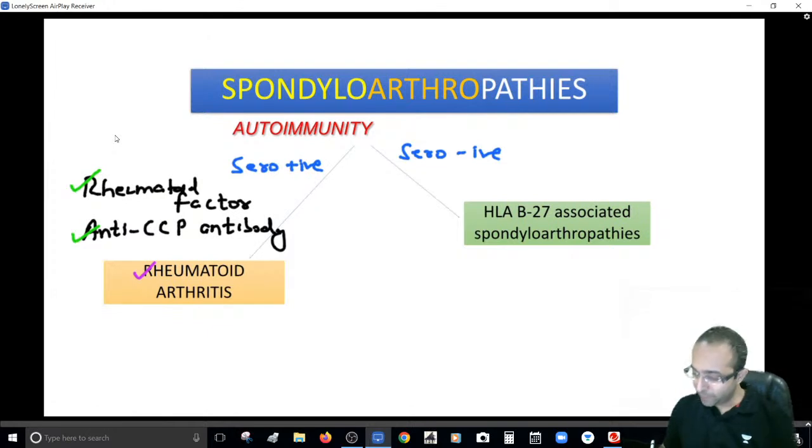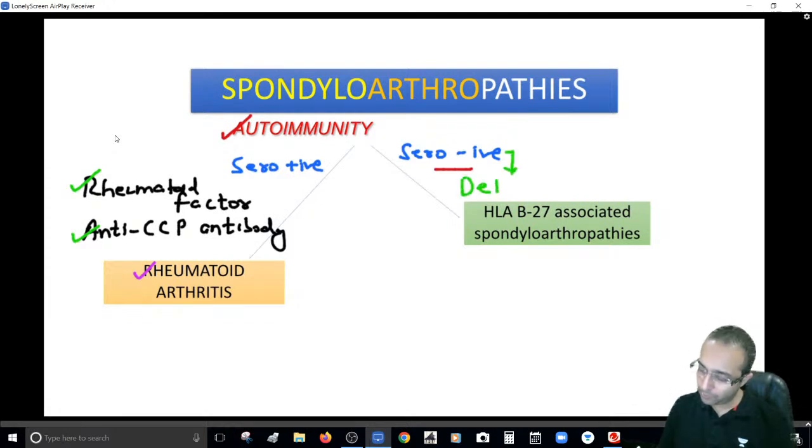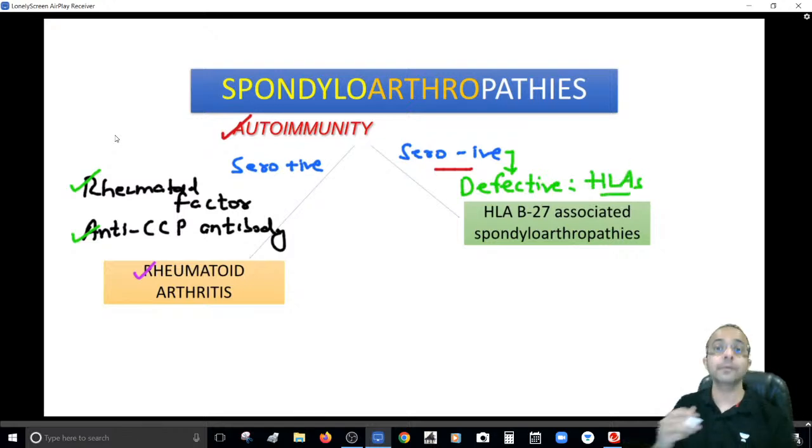Now seronegative spondyloarthropathies also, we know there is an autoimmune element involved. But we know this autoimmune element is involved because the problem that is defective in them are the human leukocyte antigens, HLAs. I think you are very much familiar now, at least after the previous session, as to what these human leukocyte antigens are. Just in case you are not clear, I will brief this again.